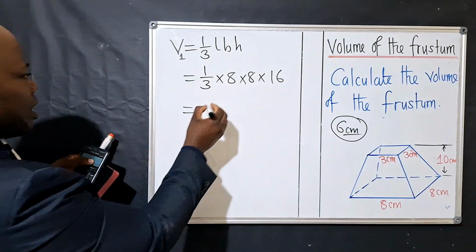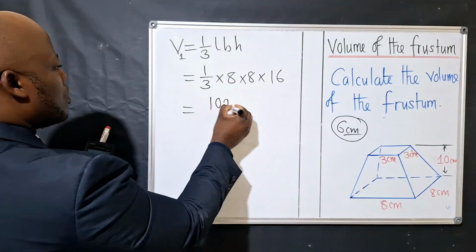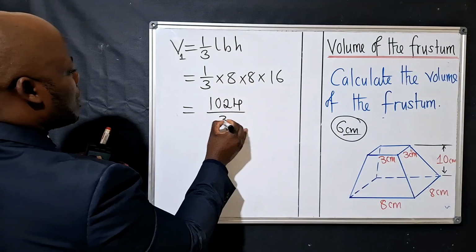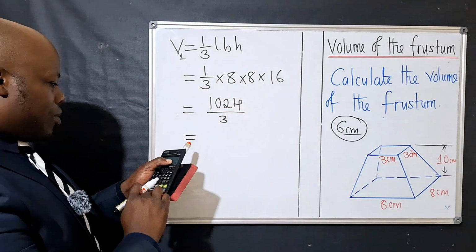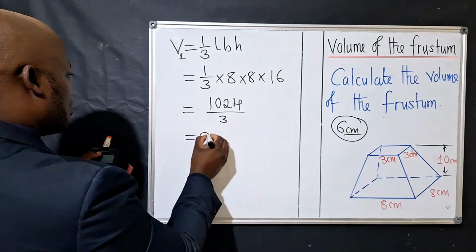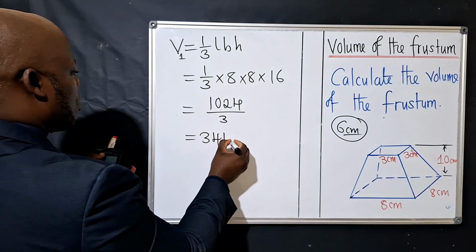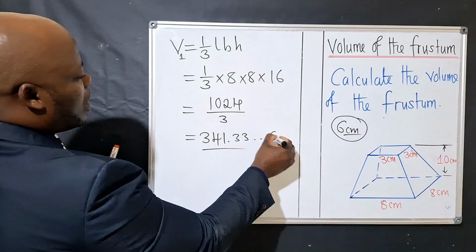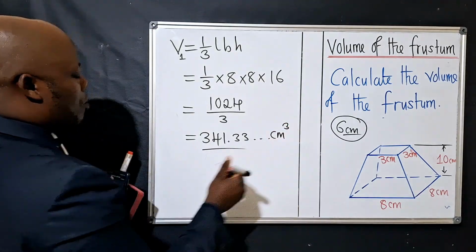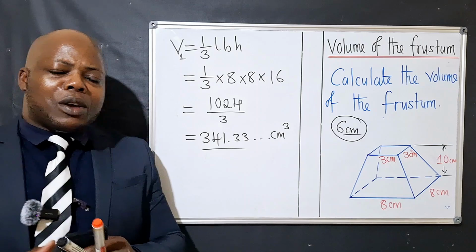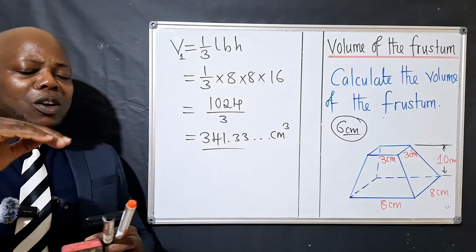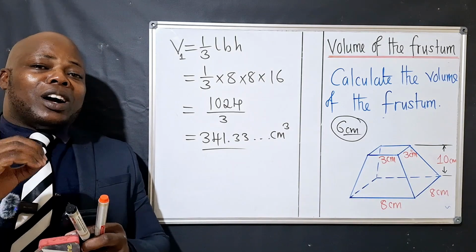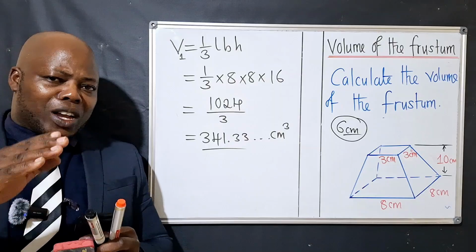This is giving us 1024. We divide by 3. When we divide by 3, we're simply getting 341.33 and so on. So this is the volume of the pyramid before it was chopped off. Okay? The volume of the pyramid before it was cut.